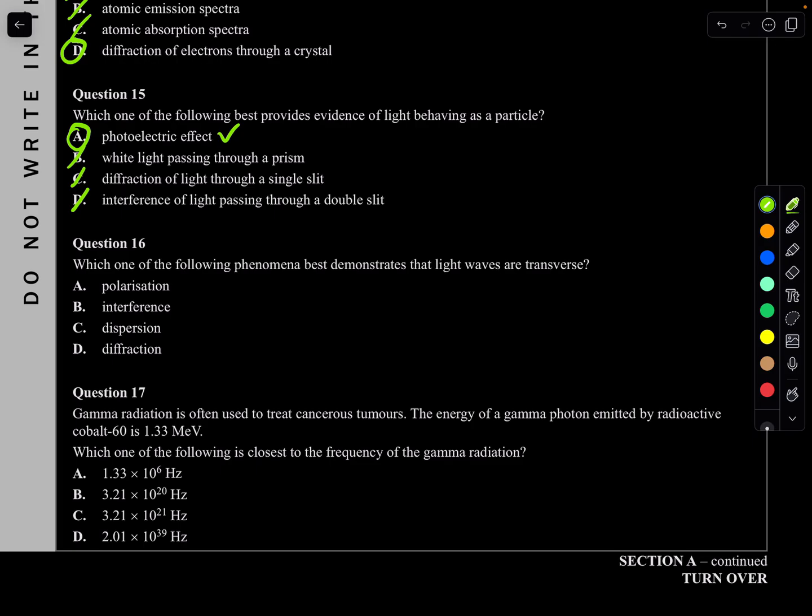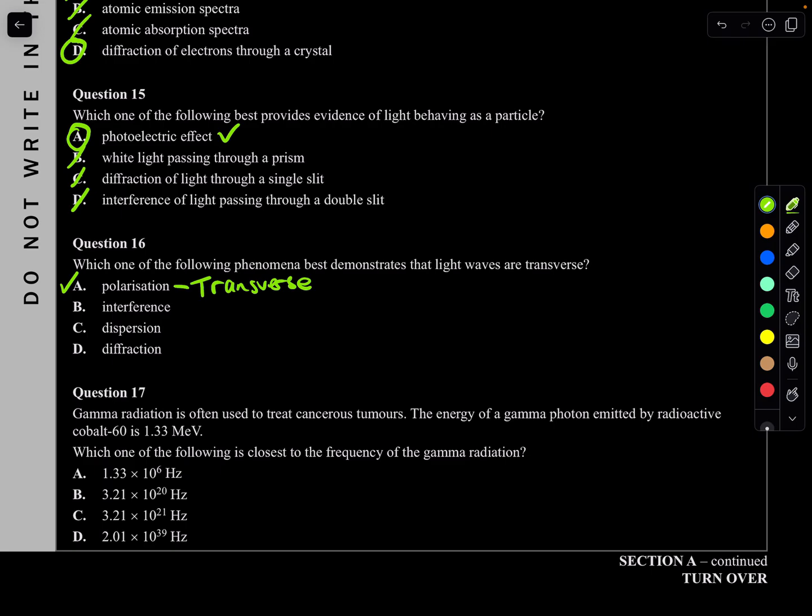Polarization? Yes! Polarization only occurs for transverse waves. Always remember, polarization is only for transverse waves. So the best phenomenon that shows that light is a transverse wave is probably polarization from all of these. I'll put a tick on that. Let's have a look at the others. Interference can pretty much occur for anything, both transverse and longitudinal.